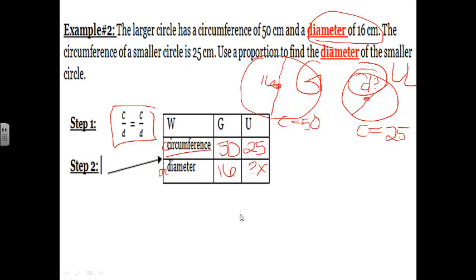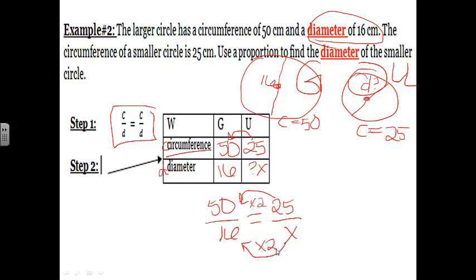Okay? So this one's really easy in my opinion because I see that 25 times 2 would give me 50. So when we set up our proportion, it's really easy to see that 25 times 2 would give me 50, or 50 divided by 2 would give me 25. So what times 2 would give me 16? Good. It would have to be 8 centimeters, and we're talking about the diameter this time. So diameter would equal 8 centimeters.